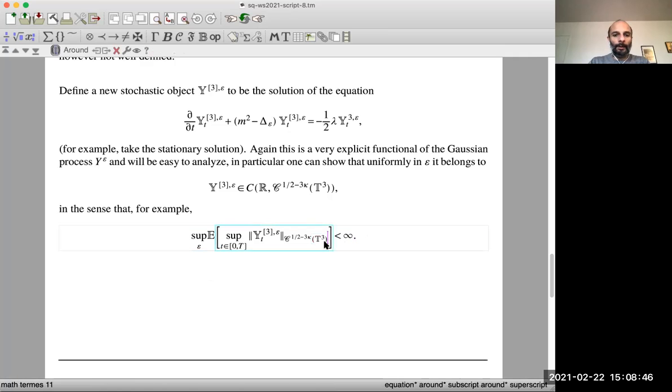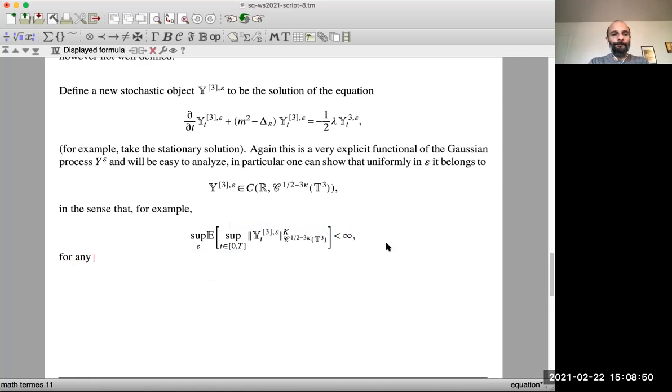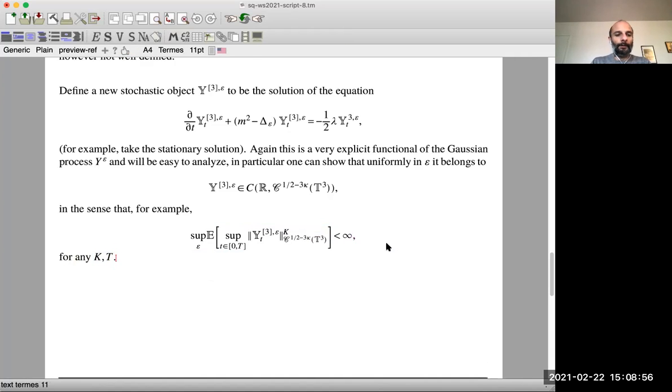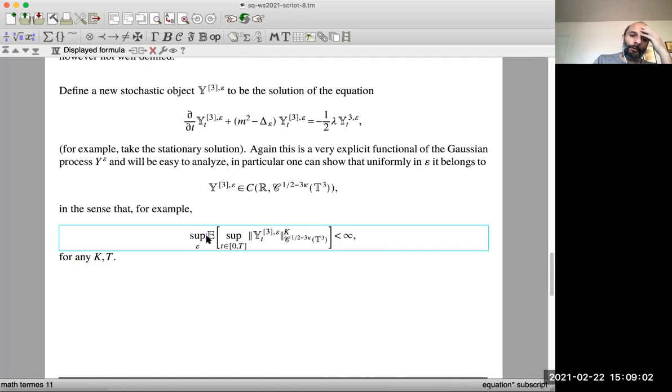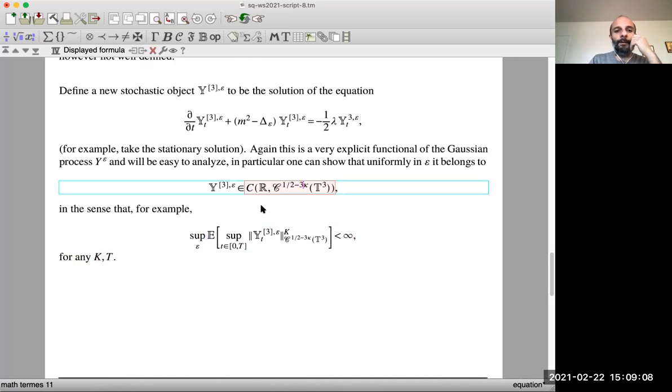And actually, you can take any power, for any kappa, t, whatever, something like this. So you have very good control of this kind of thing. So let's not worry for the moment, just think that it's a function in this space, very nice, but it's not, for example, in H1.